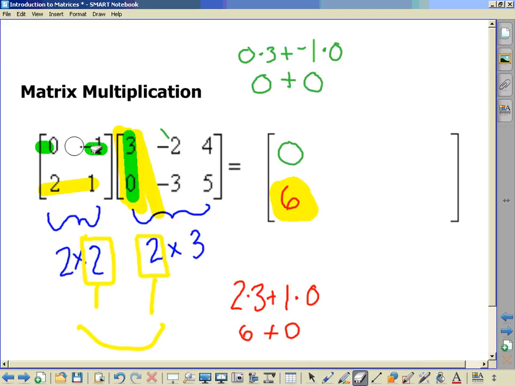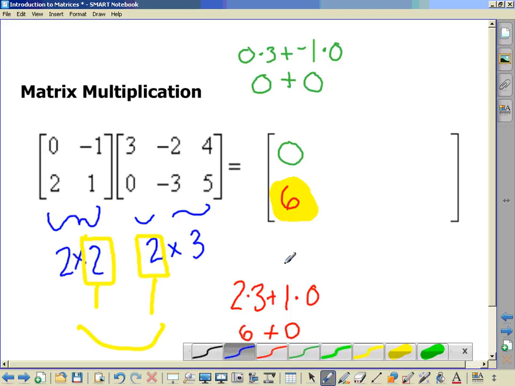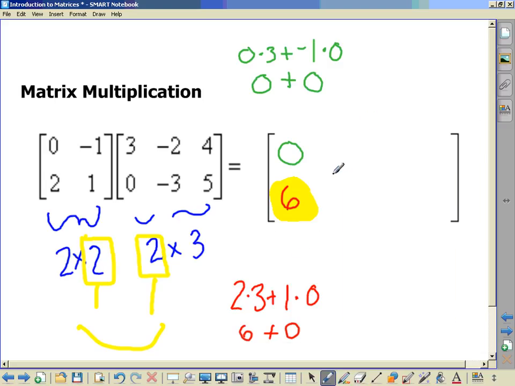Let's wipe the slate clean and let's try the next entry. See if you get it. Bear with me. Stay with me here. We will get this together. Let's try to find the entry that will go right up here in the blue blank.